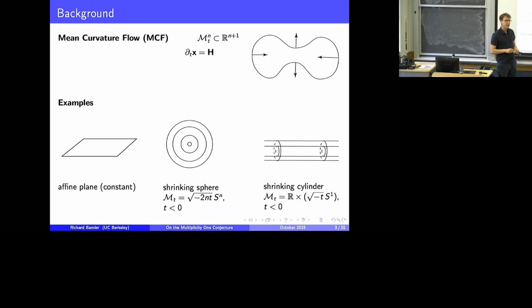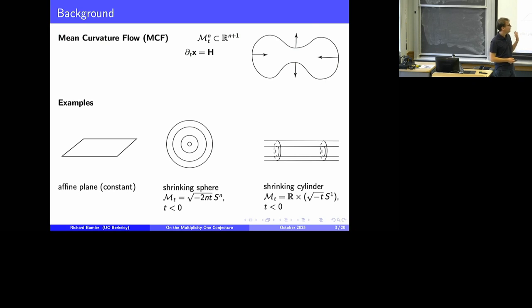These are very simple examples where we can really write down the evolution of a mean curvature flow. But what's of course more interesting is the case where we start with a surface that's not already optimal, that's very crumpled, and we hope that the mean curvature flow will improve the geometry of the surface and take it maybe to one of these models.